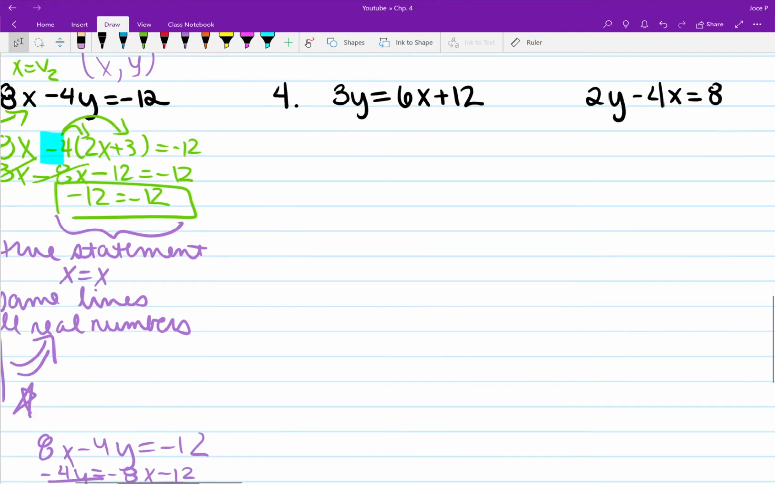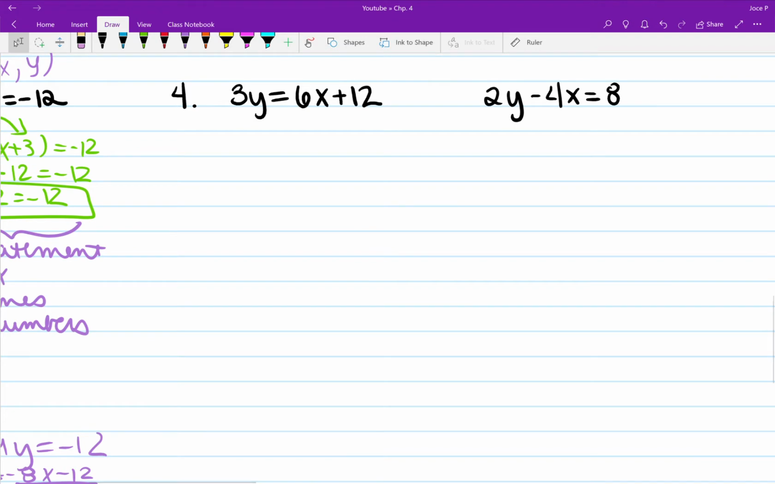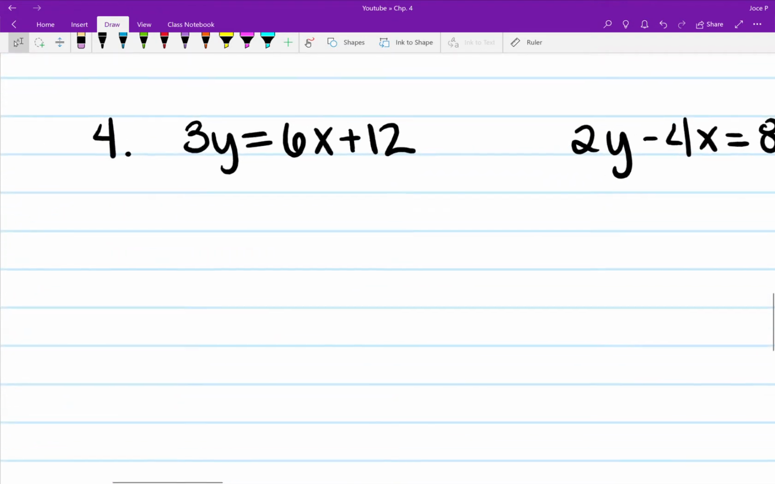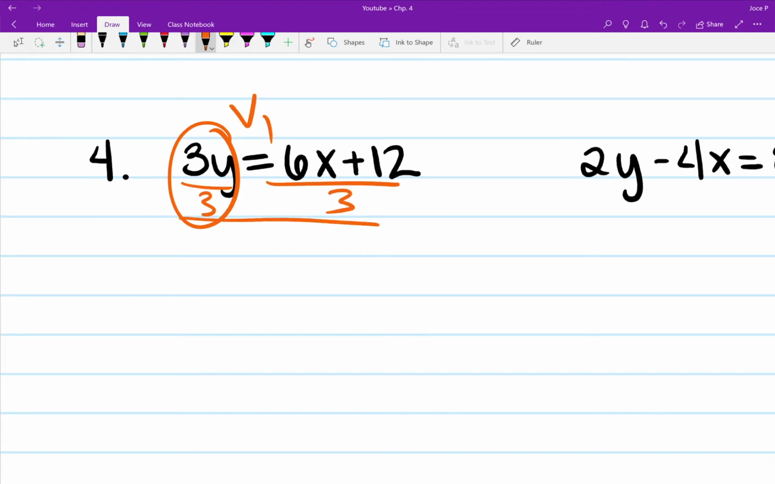Okay, great. If we did all real numbers as a solution for this question, what do you think this one can be? Could it possibly be that there is no solution? Let's see. Let's just start it as normal, as we would do with substitution. We'll pick y as v1 because we can easily divide everything by 3. So then we get y equals 2x plus 4.